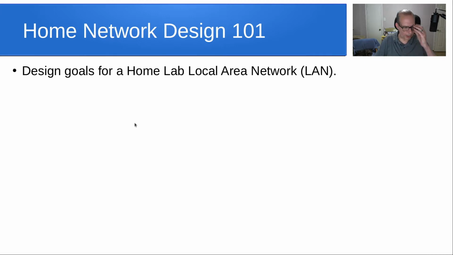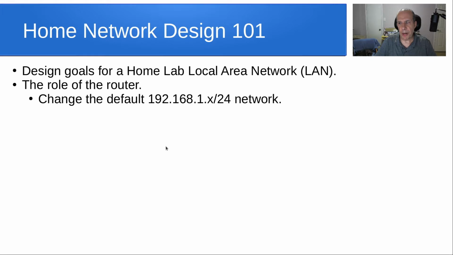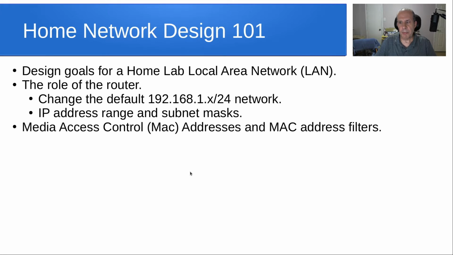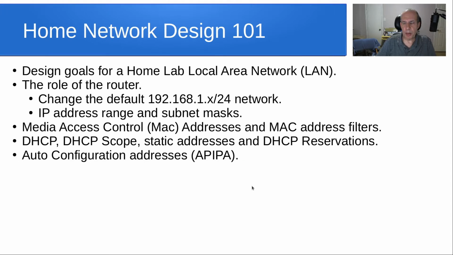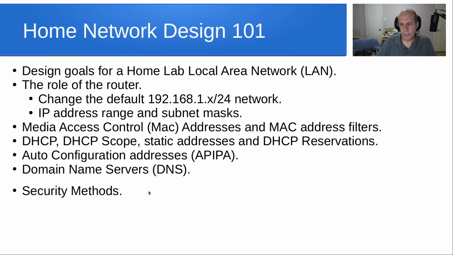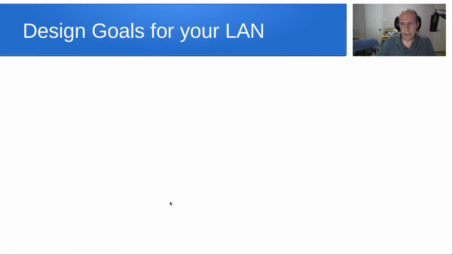So, there are certain design goals for a home lab local area network. There's the role of the router, changing your default network address and address range, and subnet mask, media access control, otherwise known as MAC addresses and MAC address filters, DHCP, the DHCP scope, static addresses, and DHCP reservations, and auto configuration addresses, otherwise known as APIPA, and that is not a beer, and domain name servers. And then finally, security methods.